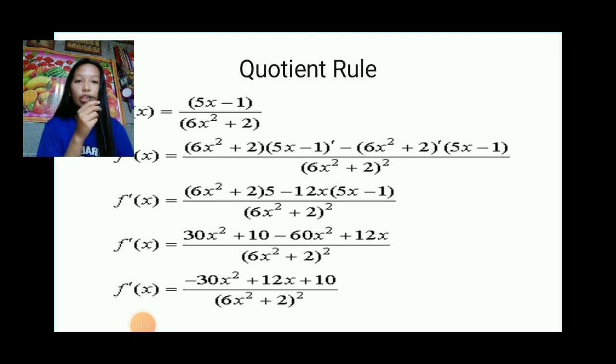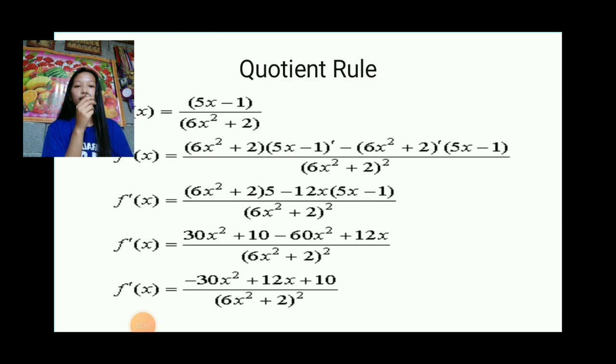So for the quotient rule, for example, we are given 5x minus 1 over 6x squared plus 2. So we have 6x squared plus 2 multiplied by 5x minus 1, minus 6x squared plus 2 multiplied by 5x minus 1, over 6x squared plus 2, squared.